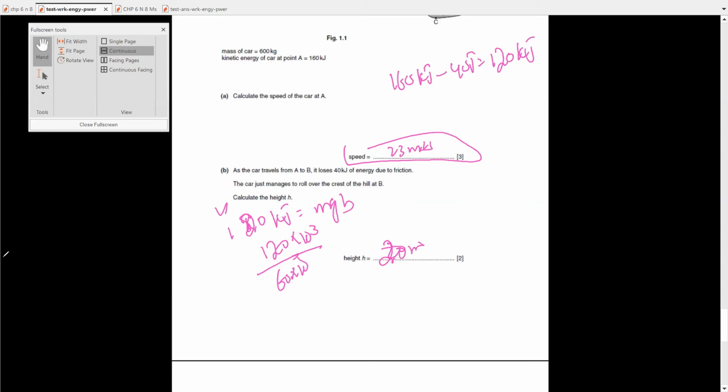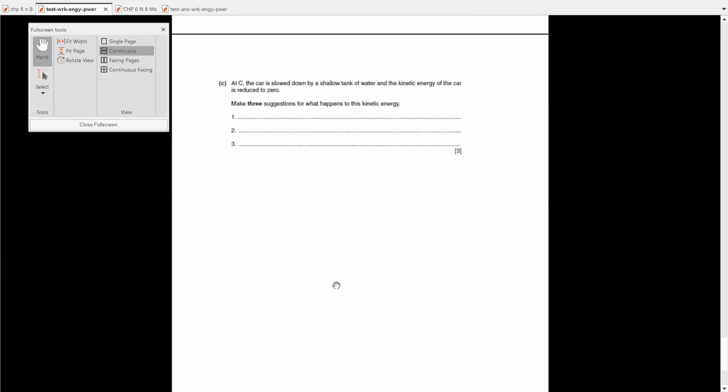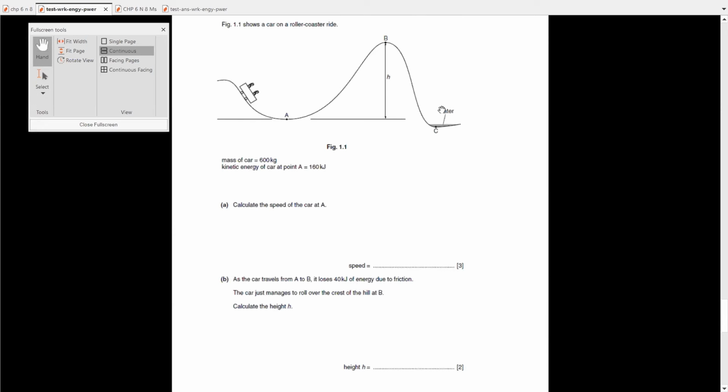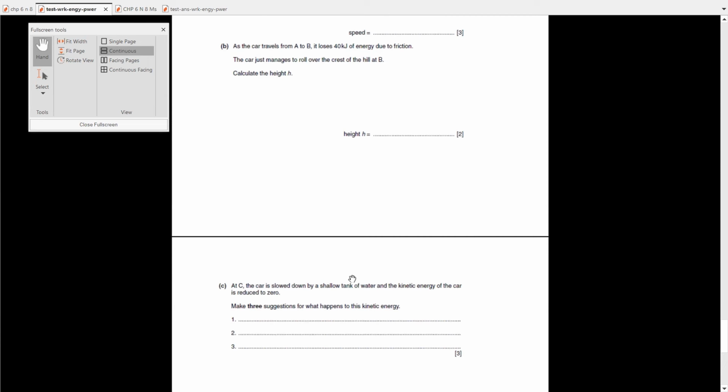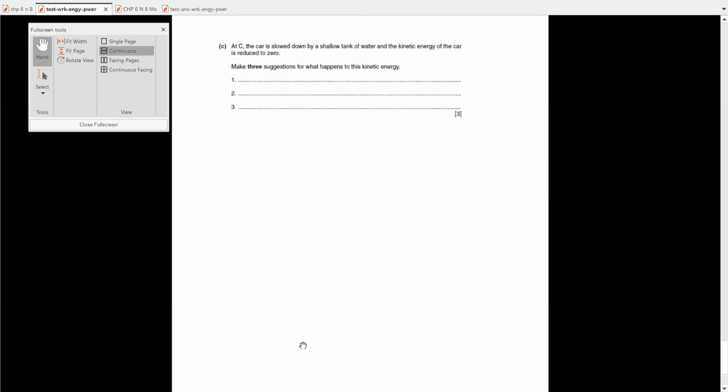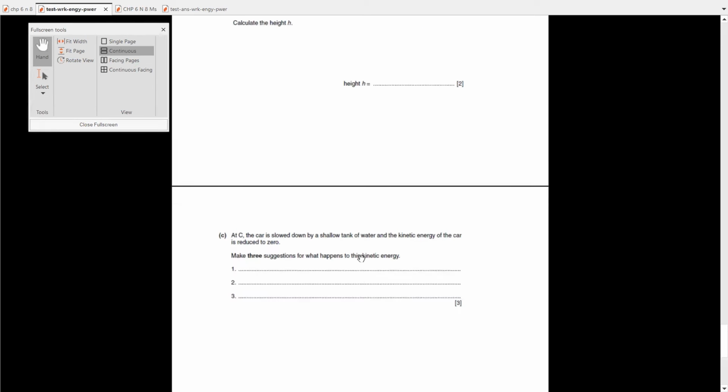Getting on to the next part, we have at C, this point, the car is slowed by a shallow tank of water and the kinetic energy of the car is reduced to zero. Make three suggestions what happened to this kinetic energy. We have done this question previously in the cement part. The energy could be converted into kinetic energy of the water, potential energy of the water, sound, heat, friction, and whatever comes to your mind that could justify the conversion of this energy into the other forms.